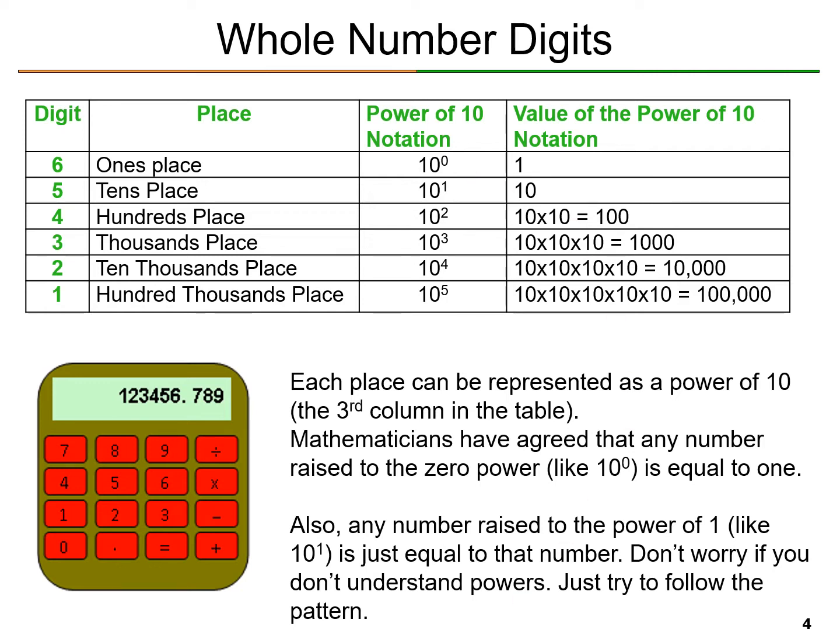For example, 8 to power 0 is equal to 1. 1 to power 0 is equal to 1. So 10 to power 0 is equal to 1.